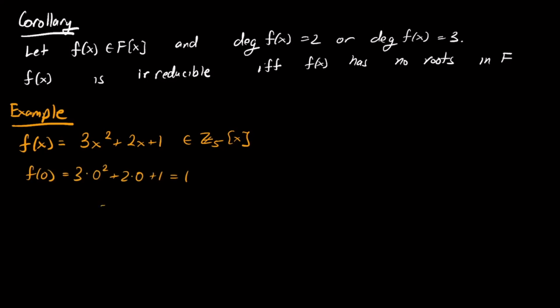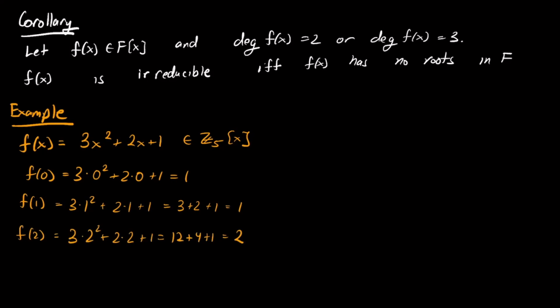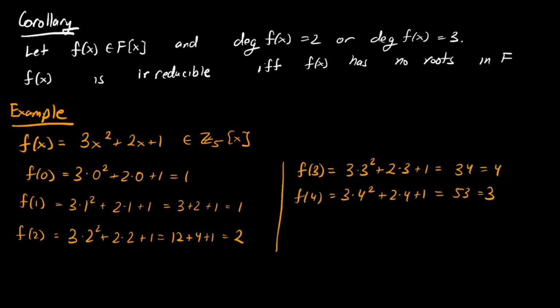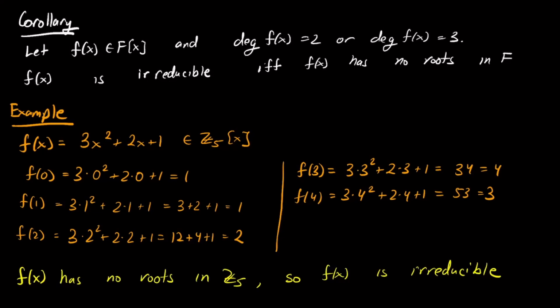So f of 0 is 1, so that's not a root. f of 1 is 1 if I do the math, so 1 is not a root. f of 2 is equal to 2, so 2 is not a root. f of 3 is equal to 4, so 3 is not a root. And f of 4 is equal to 3, so 4 is not a root. Okay, so what does that tell me? That tells me that f of x has no root in Z mod 5, or Z5. So f of x is an irreducible polynomial. This polynomial cannot be factored.